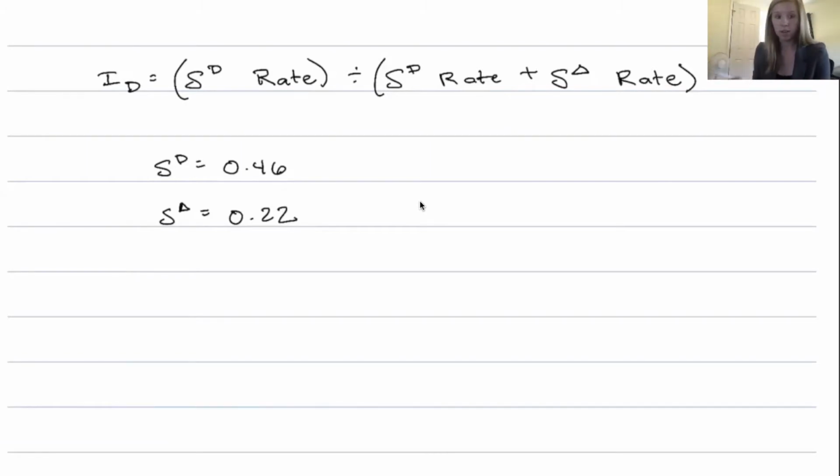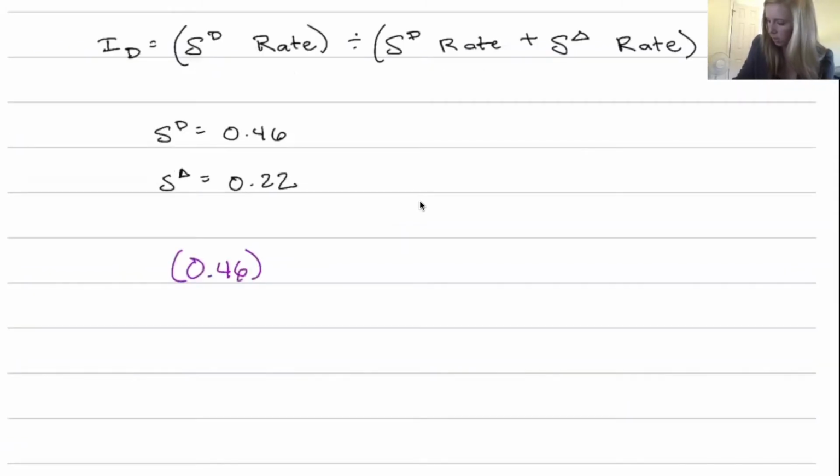So I have written down where it says SD equals 0.46. That's the rate of responding during the discriminative stimulus. And then S delta equals 0.22. That's the rate of responding during the extinction stimulus. So from there, I'm going to fill in the values of our problem. So SD rate would be replaced with 0.46. And that SD rate here, again, same value, 0.46, plus the S delta value, which is 0.22.